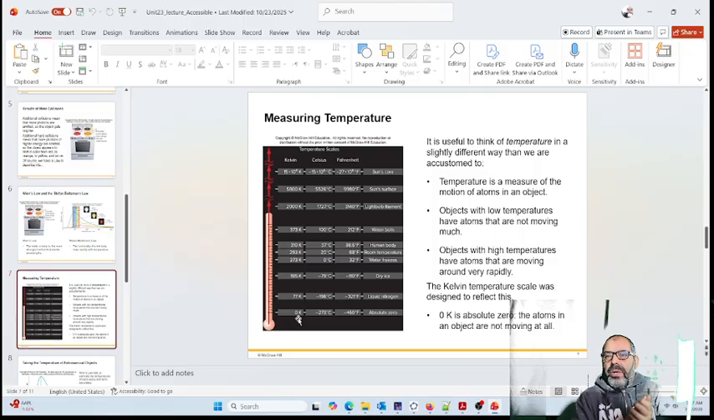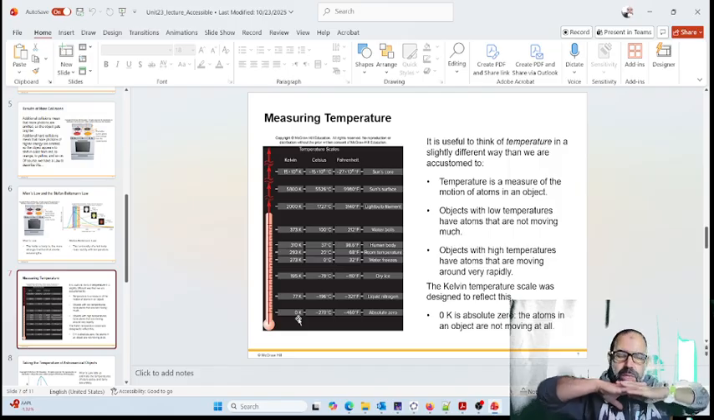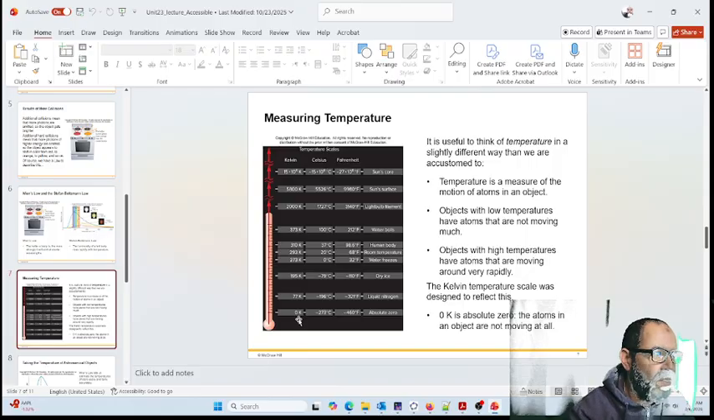It's impossible to have 0 Kelvin. So if somebody tells you that they measured 0 Kelvin, they can't. It's impossible to do in real life, okay? You can approach it, but you can never get into it. You can get 0.0001 Kelvin, for example, but you can't get 0 Kelvin. So it's an absolute zero, which means that nothing can reach that temperature, which is negative 273 degrees Celsius.